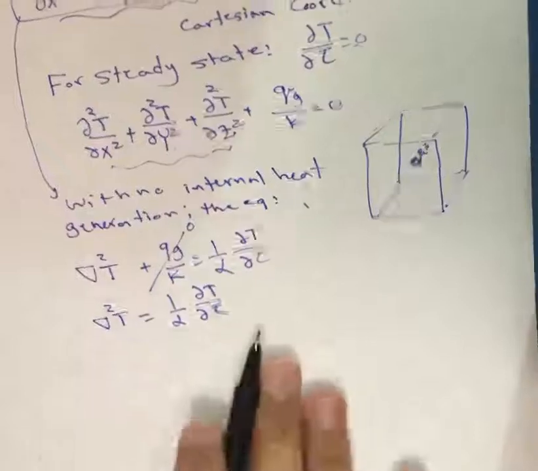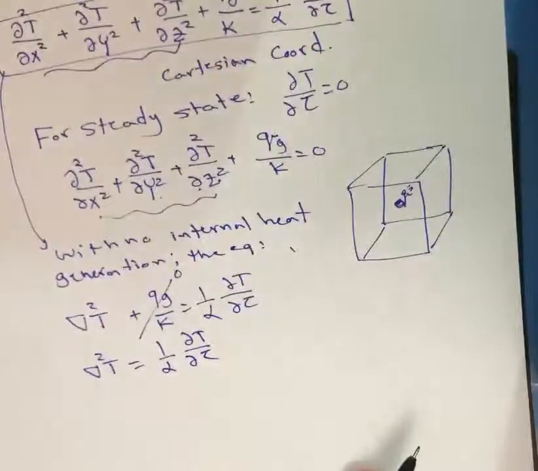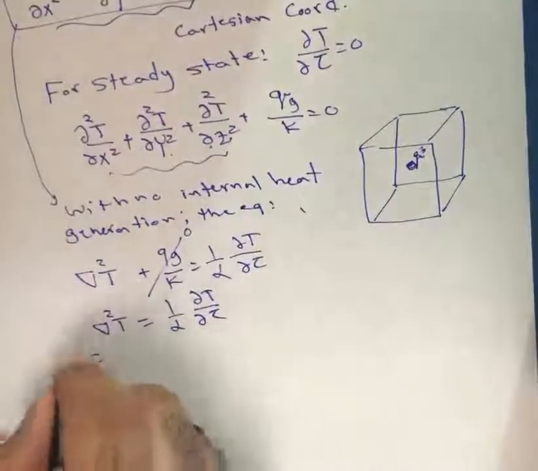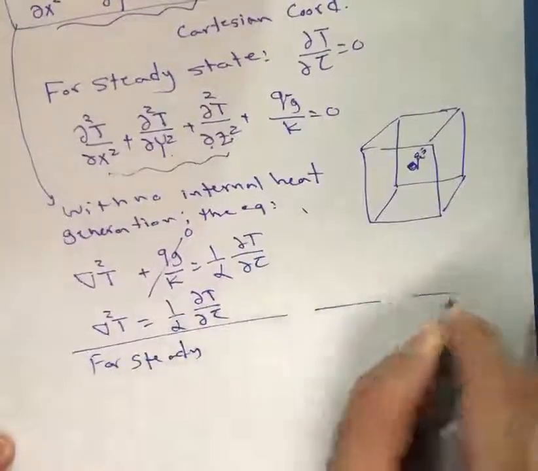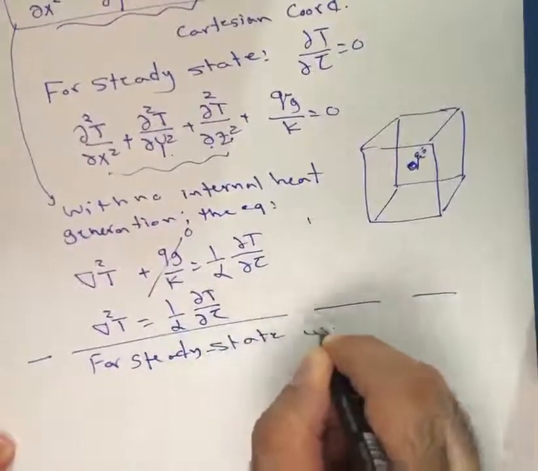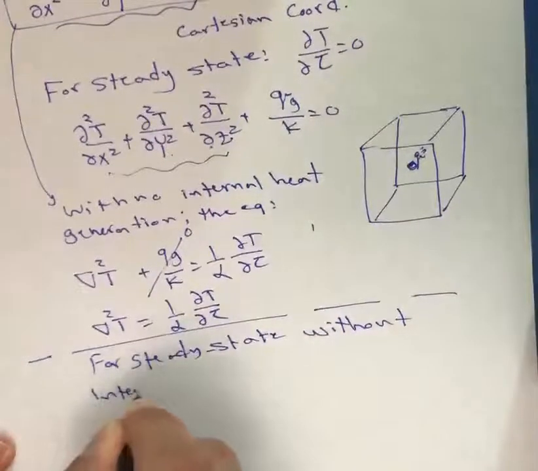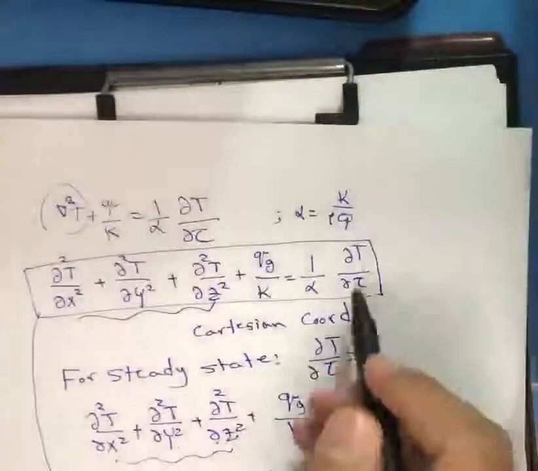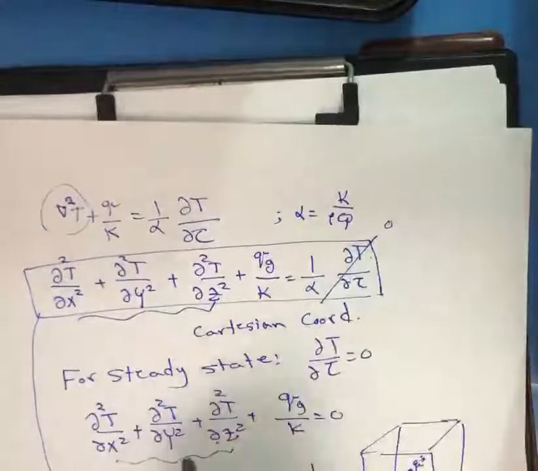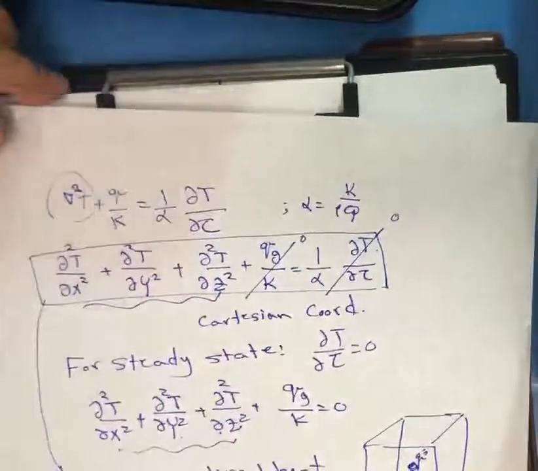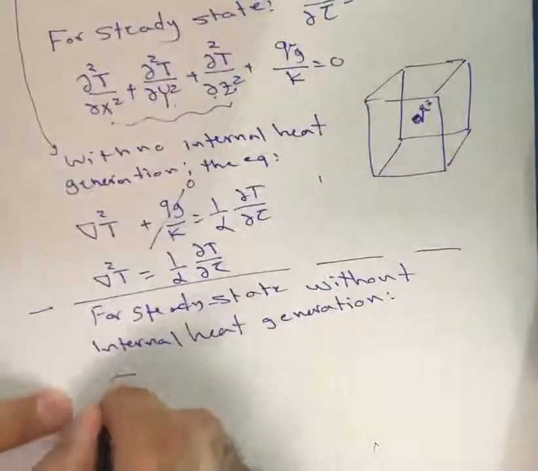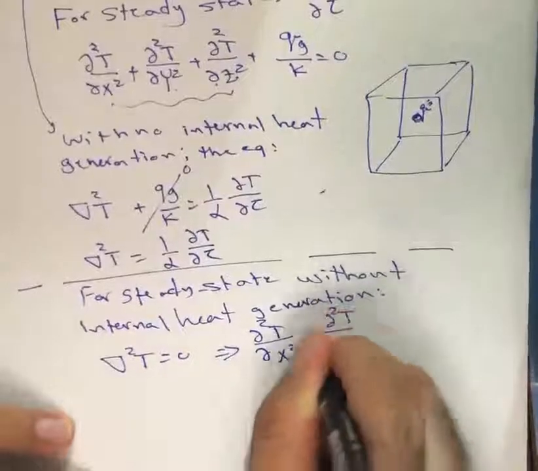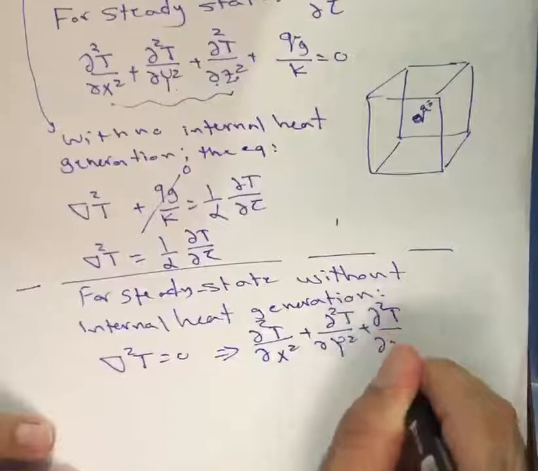The temperature here changes with x, y, and z. More simplification can take place. For example, let us write the general heat conduction equation for a steady state without internal heat generation. For a steady state, the temperature will not vary with time, so this term will be 0, and if there is no internal heat generation, then this term will be 0. By these two assumptions, the general heat conduction equation reduces to ∂²T/∂x² + ∂²T/∂y² + ∂²T/∂z² = 0.